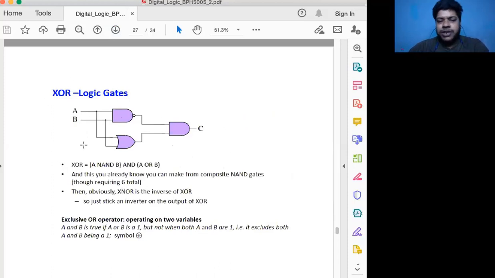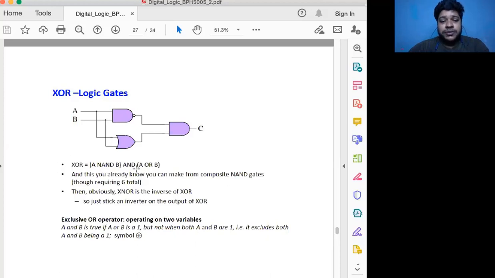Let us add some information about the XOR gate. Here, we see they have taken a NAND gate, an OR gate, and an AND gate. They made the XOR gate using 3 gates, the same XOR gate whose symbol we saw there. So they have used 3 different gates to create the logic. What is its logic? The output of the XOR gate, C, will be A NAND B AND A OR B. So NAND and OR are the operations.